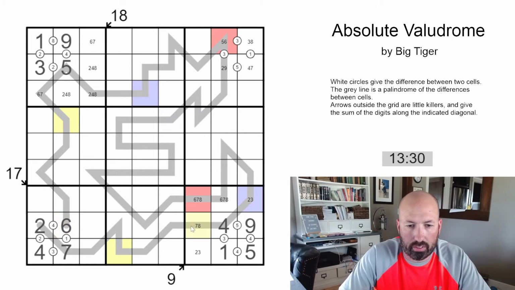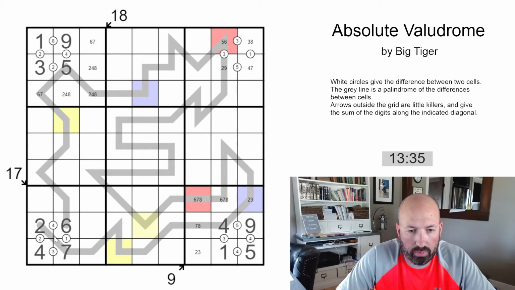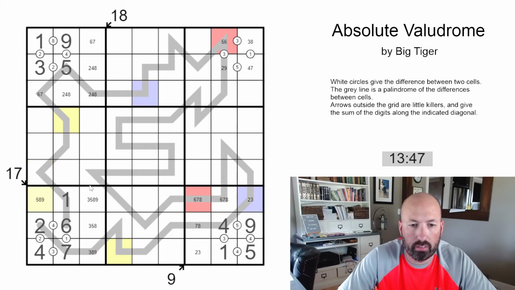So this can't be 6. 6, 7, 2. Okay, now we know this is a difference of 5, so these two have to be a difference of 5, which makes that one a 1. So what else do we have here? 3, 5, 8, and 9, I think. This one can't be 5, 9. This one can't be 3.